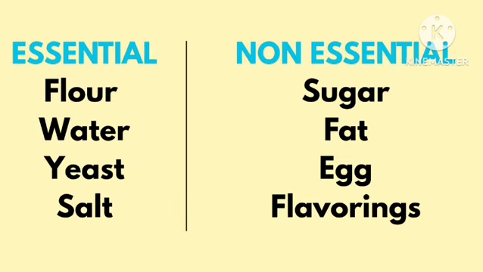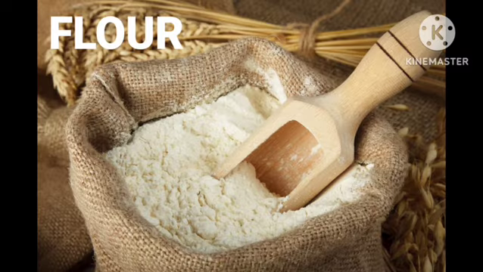Essential ingredients are those that are absolutely necessary to produce a baked product. Without them, the product cannot be formed. These include flour, water, yeast, and salt. Non essential ingredients are optional ingredients that are not required for making a basic baked product, but they improve quality, flavor, texture, and shelf life. These include sugar, fat, egg, and flavorings.